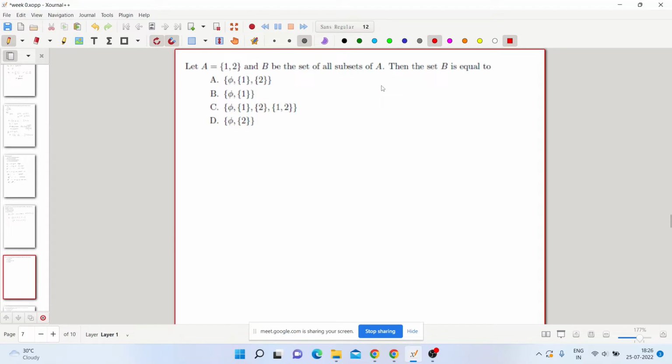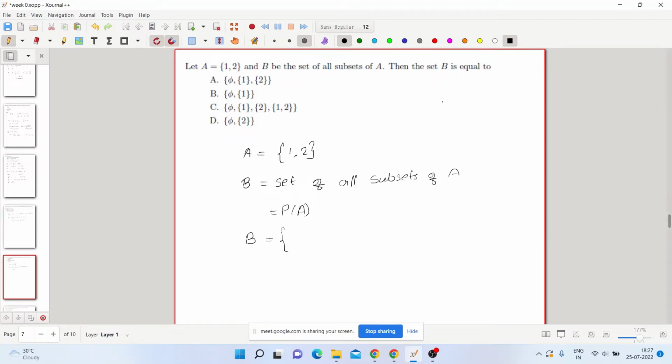Now the question is to find the power set of a set A. Here the set A is given as A equal to the set {1, 2}. B is the set of all subsets of A. The set of all subsets of A means the power set of A. We can denote B again as P of A, that is, the power set of A.